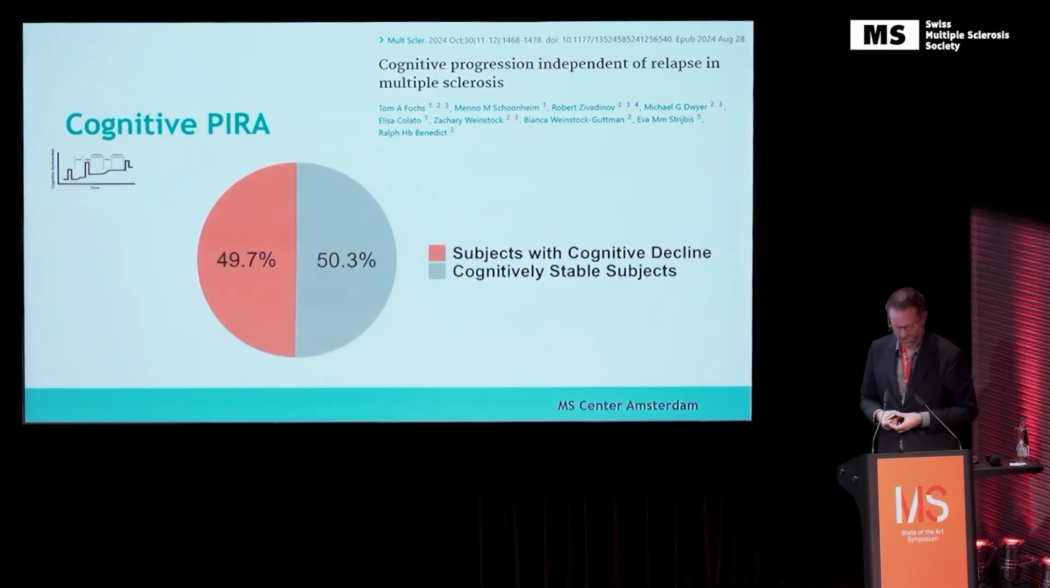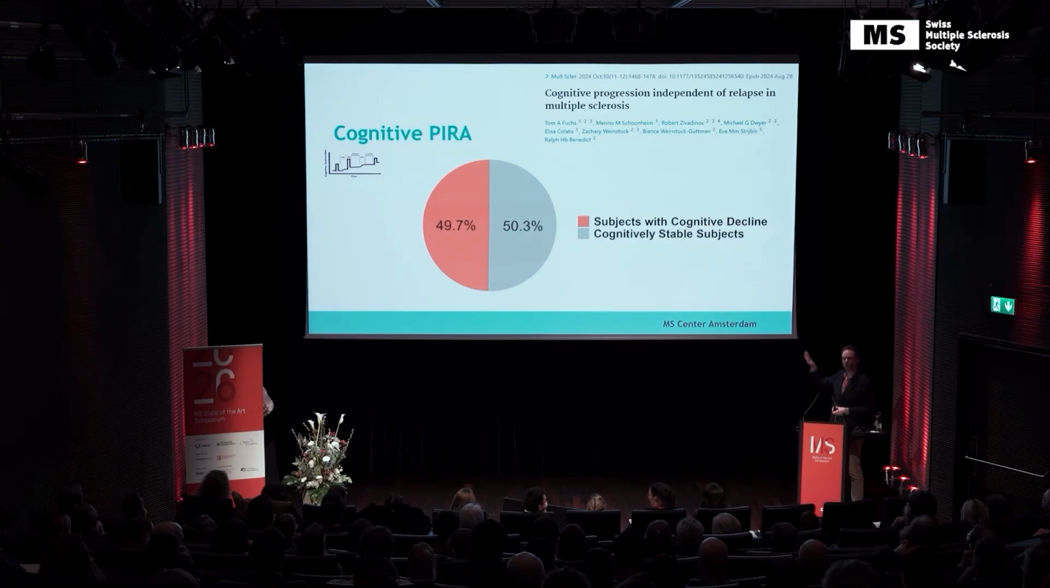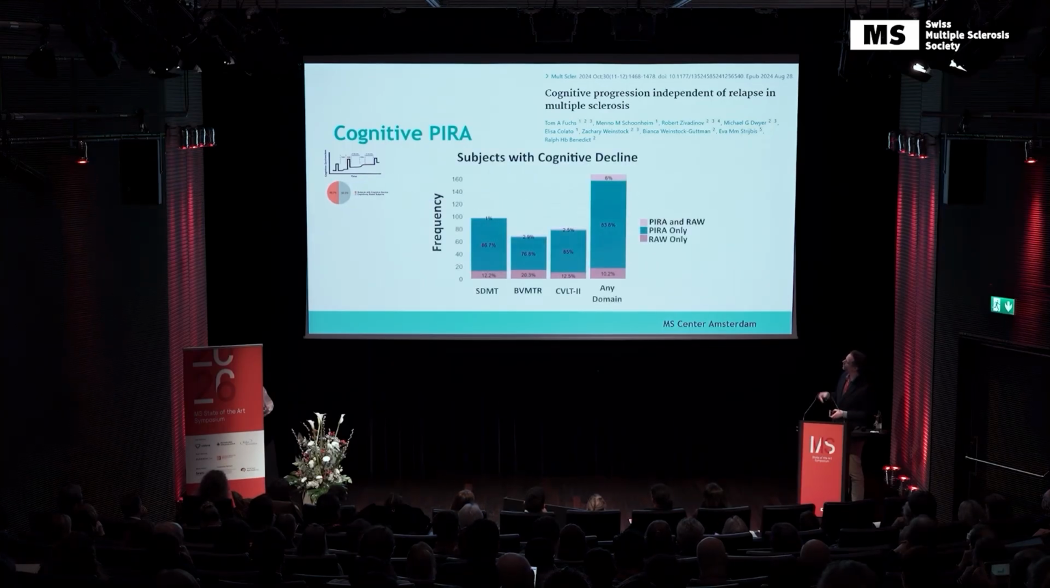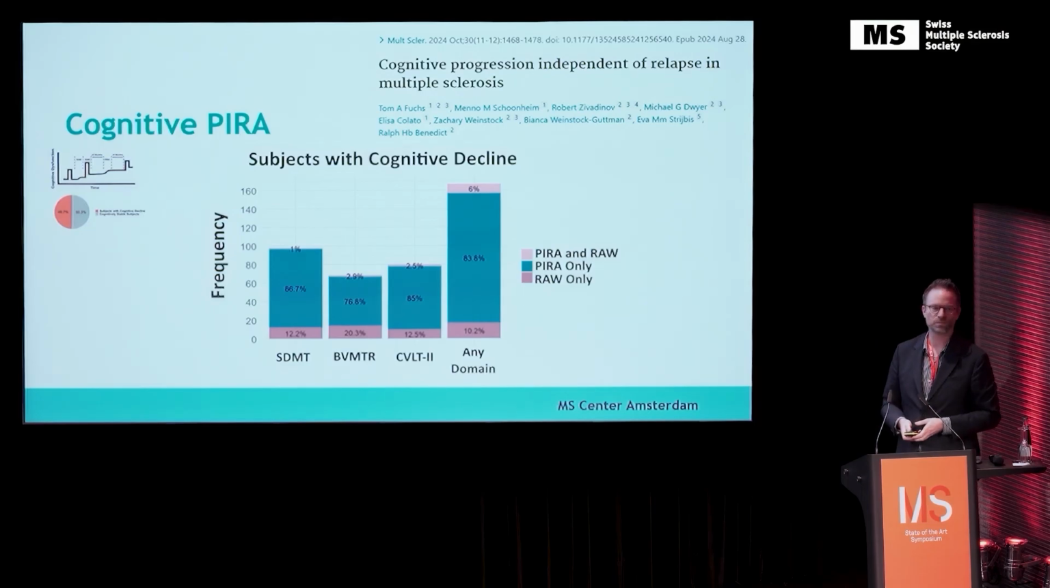Now, this was a reanalysis of the Buffalo MS cohort that Tom was able to acquire with Ralph Benedict, but we were able to collaborate. And you can see, just like I showed you before, around half of these patients showed cognitive decline. Not just impairment, but also decline over the time window. If you then zoom in further, of the patients, so half of the cohort had cognitive decline, and those patients who had decline, almost all of this decline was PIRA.